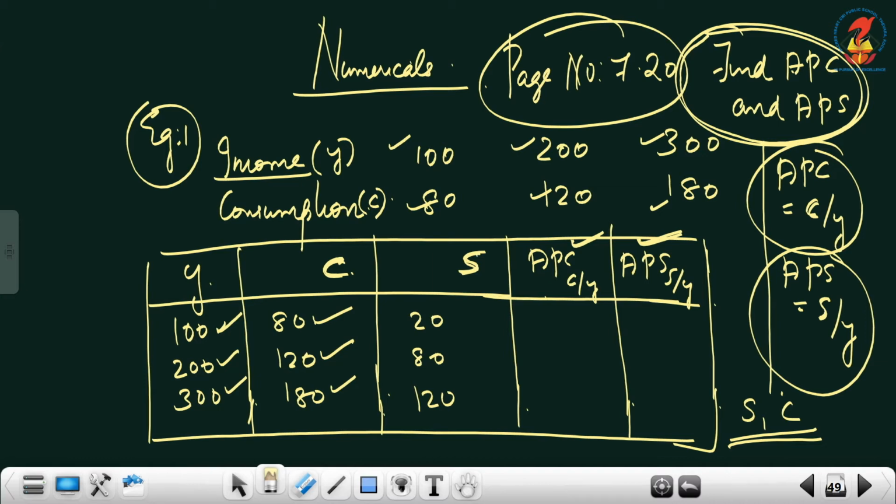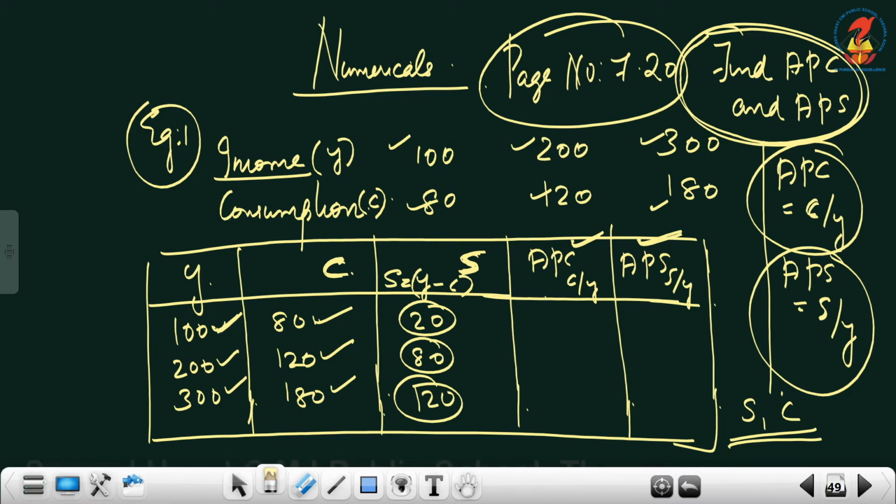What is the first value of S? You have to find out S. How can you find out S? S is equal to Y minus C. What are the values of S? Y minus C means 100 minus 80, that is 20. 200 minus 120, that is 80. 300 minus 180, that is 120.